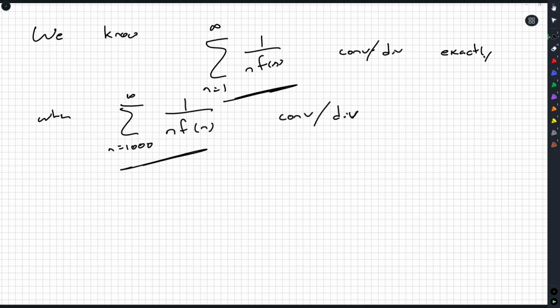In fact, for all you know, for some early values, the f of n's might be negative, in which case you can't use the comparison test as we're about to see it, because it requires positivity. Subtle little thing, but yeah, it could happen.